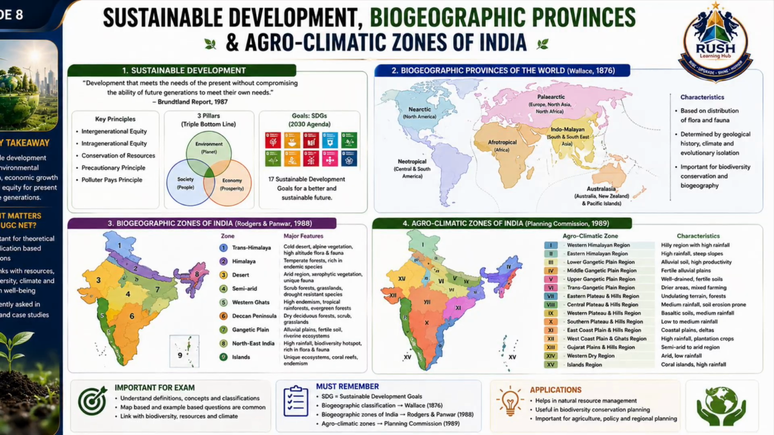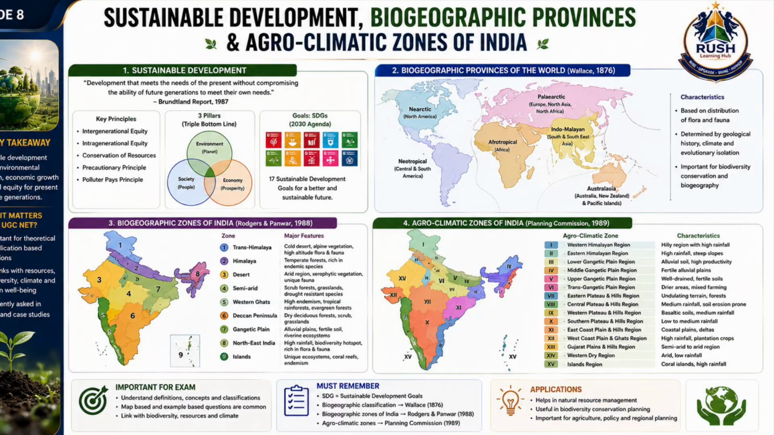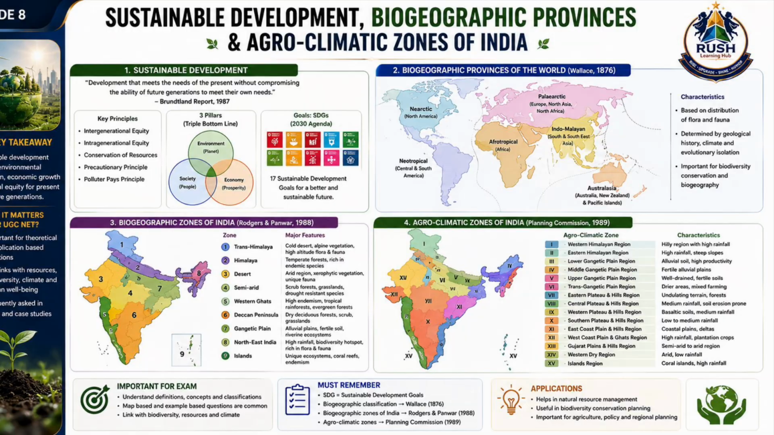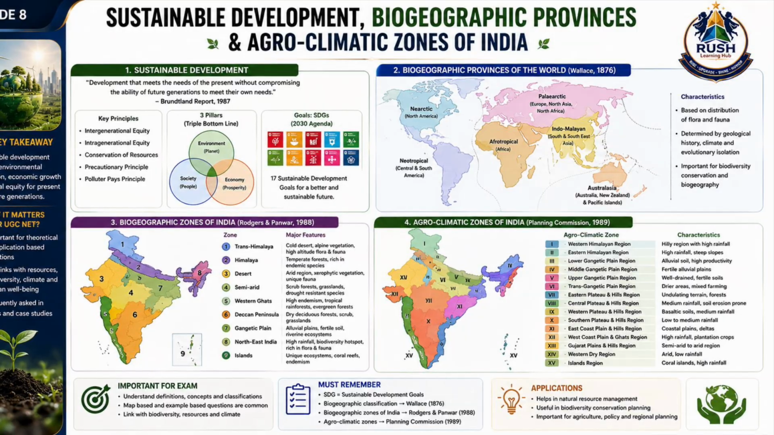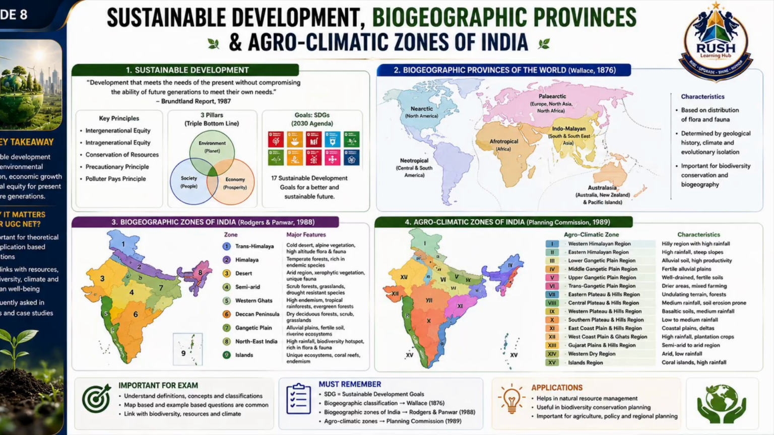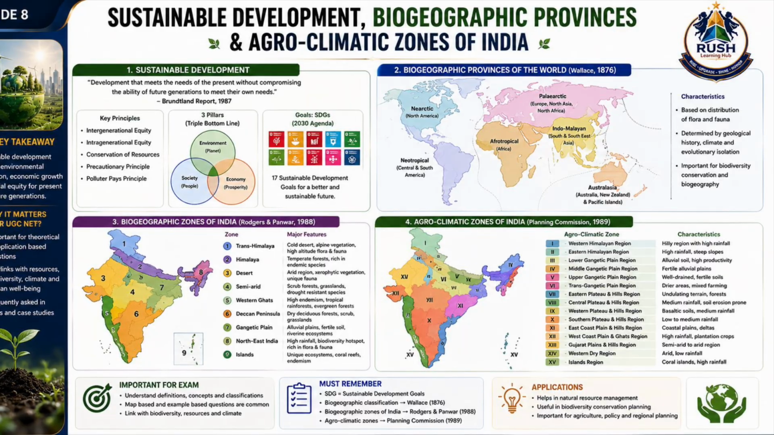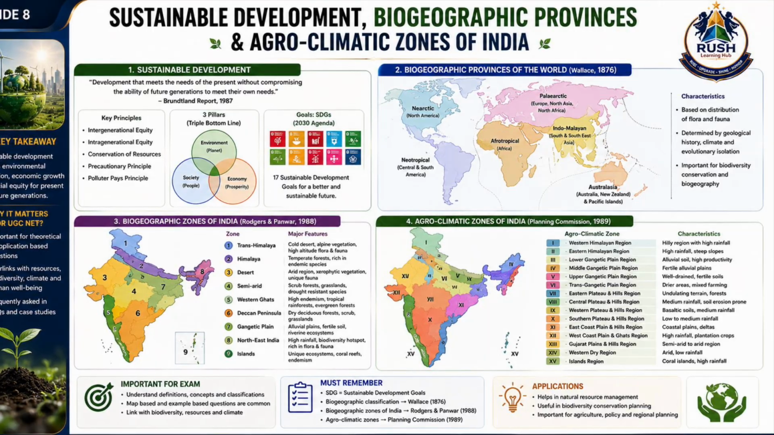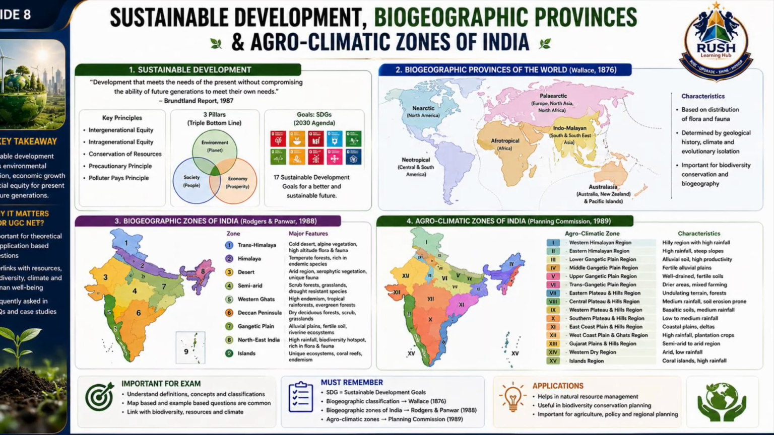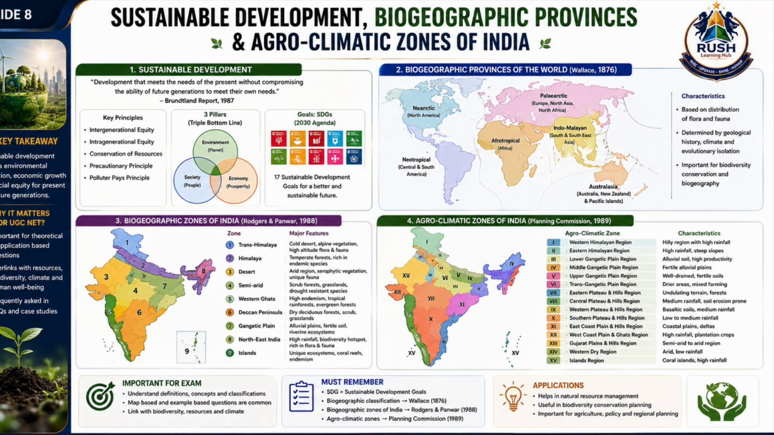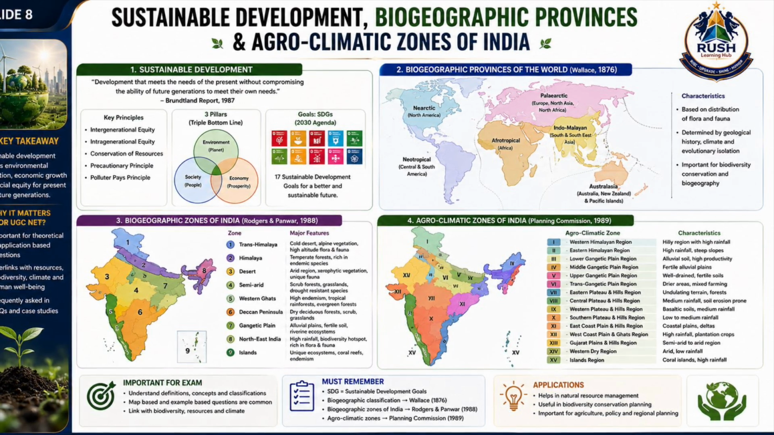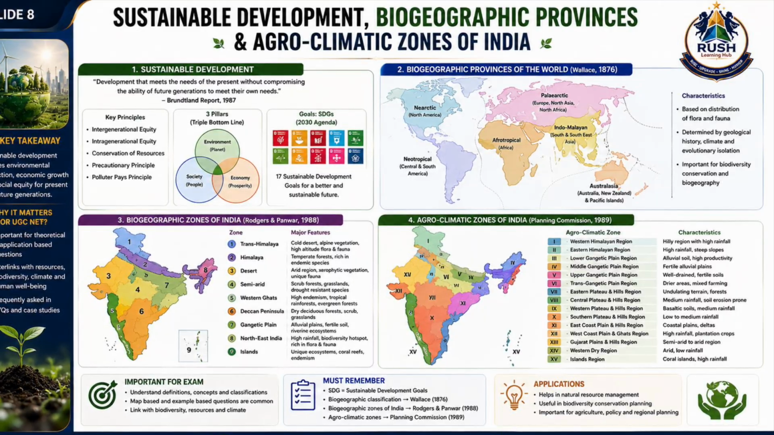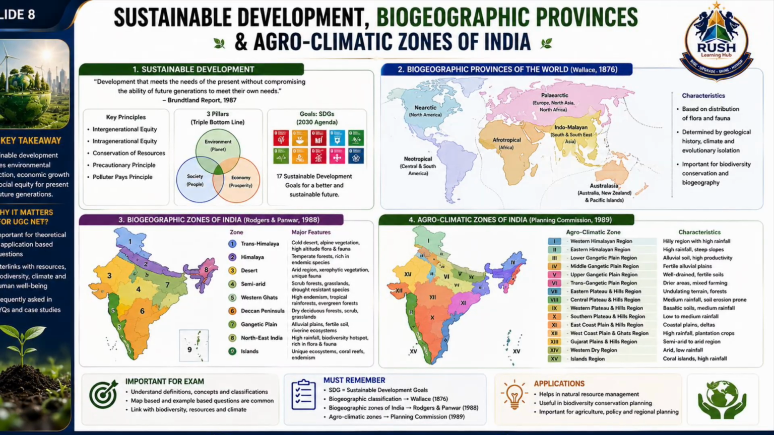Let us now discuss agro-climatic zones of India. An agro-climatic zone is a geographical area having similar climatic conditions, soil characteristics, rainfall patterns, and agricultural potential. Agro-climatic classification helps in scientific agricultural planning and efficient resource utilization. The Planning Commission classified India into 15 agro-climatic regions. These classifications consider temperature, rainfall, soil type, water availability, and cropping patterns. Different agro-climatic zones support different agricultural systems.